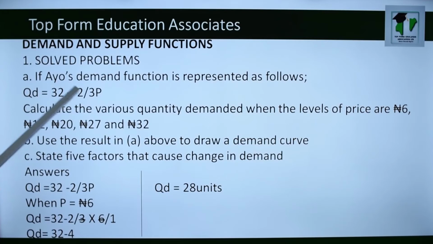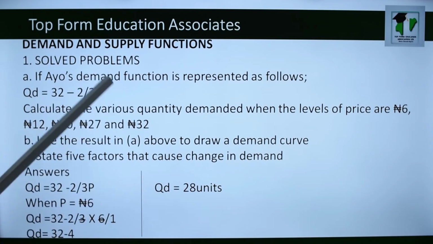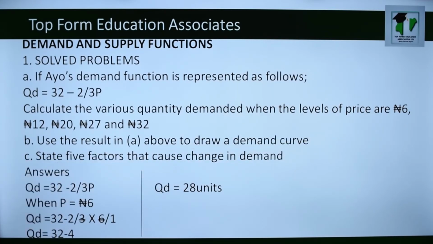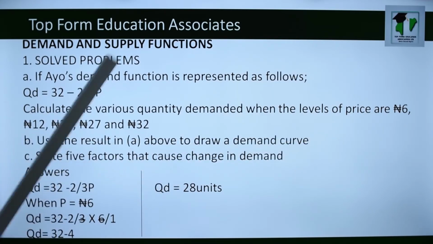We have been given a demand function. This is called the demand function. So quantity demanded is equal to 32 minus 2 over 3P. For you to get this, how you're going to do it is that wherever you see P, remove it and substitute the values of these ones. After finishing with 6, you go to 12, 20, 27, and 32.